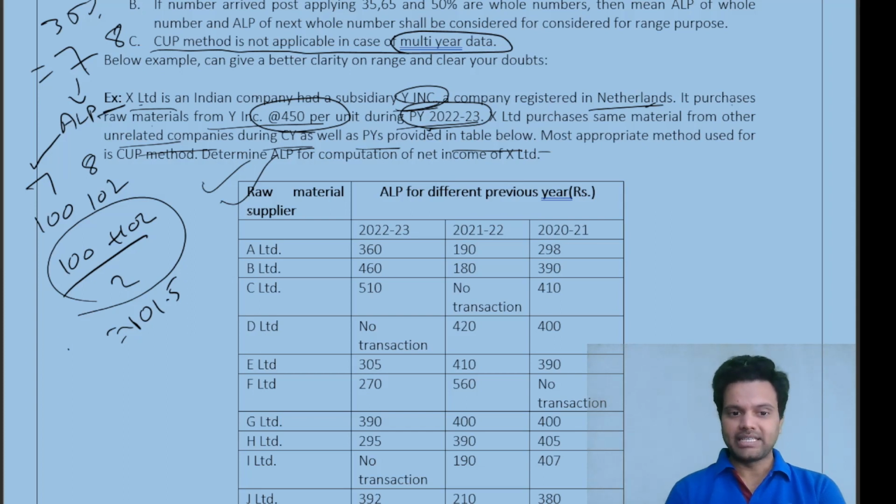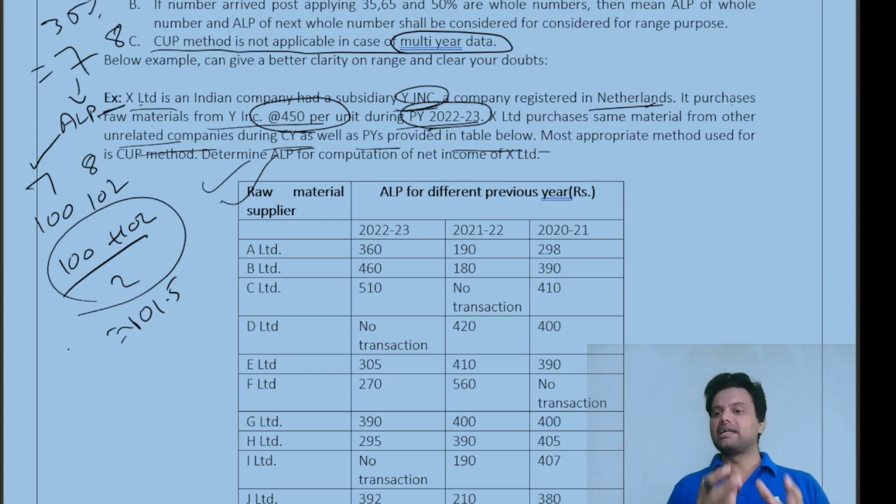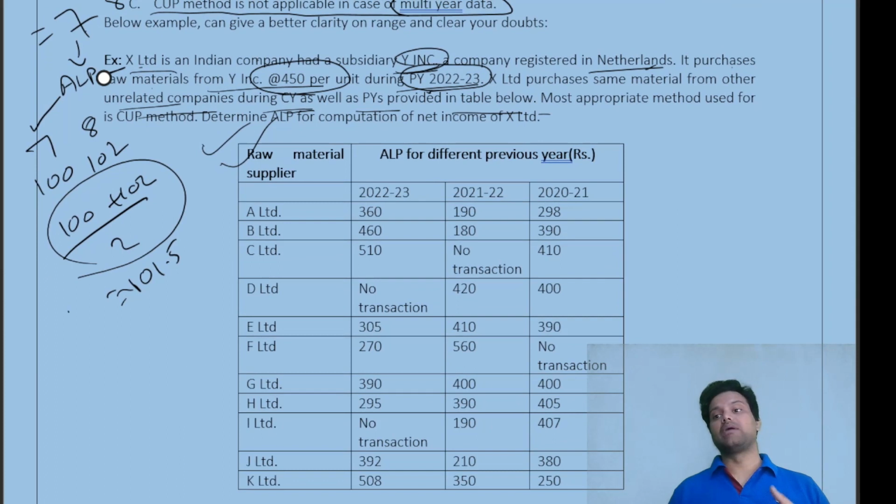For that, the prices as well as the ALP have already been given to you in the table below, but with 3 years of data, the last 3 years. A Limited, B Limited, C Limited, E Limited, all these are unrelated parties to Excel Limited. So they purchase the same material from these parties also. That is given in the table. Now we need to calculate the arm's length price in this particular case. The table looks very clumsy, but getting the answer from this question is very simple.